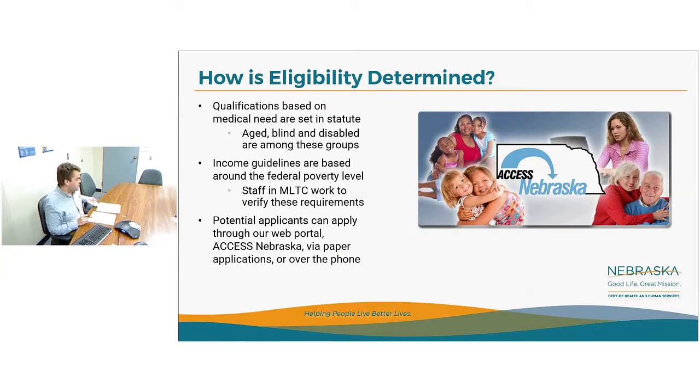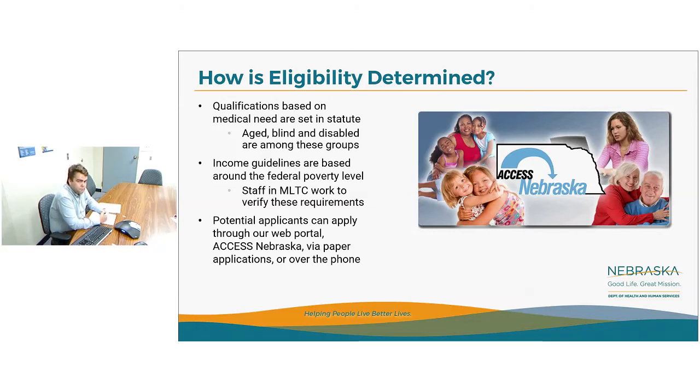So, as I said, there are both financial and non-financial requirements for being eligible for Medicaid. Most of the rules around medical need are set in laws. The aged, blind, and disabled are the clearest example of groups whose Medicaid eligibility is driven more by their medical need than their income. Income guidelines are based primarily around the federal poverty level, which does change every single year at the beginning of the year. And that's why we have staff in MLTC to verify these requirements, calculate those figures, and so on, because unlike the rules that govern medical need, the federal poverty level changes so often, we have to stay on top of that.